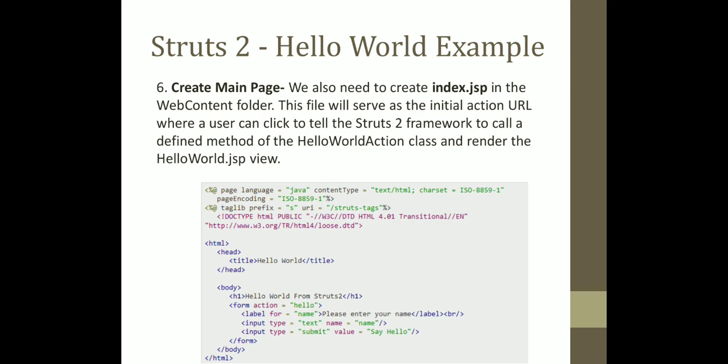For creating the main page, we will need to create index.jsp in the WebContent folder. So this file will serve as the initial action URL where a user can click to tell the Struts2 framework to call a defined method of the HelloWorldAction class and render the helloworld.jsp view. So this is our main page, and it must be written only in the WebContent folder.